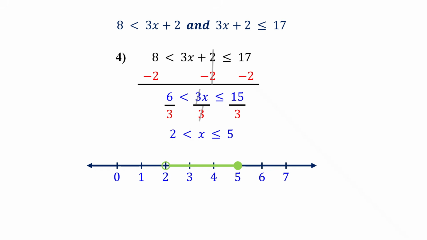Nice. Now let's write it in interval notation. Remember, we always write intervals from left to right. Since 2 is not included, we start with a parenthesis. Then we write 2, followed by a comma. Next comes 5, and since it is included, we close with a bracket. That is your answer in interval notation.